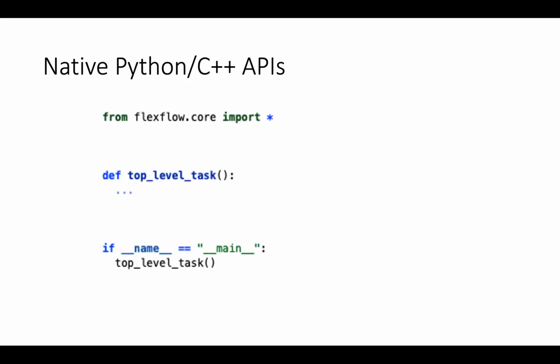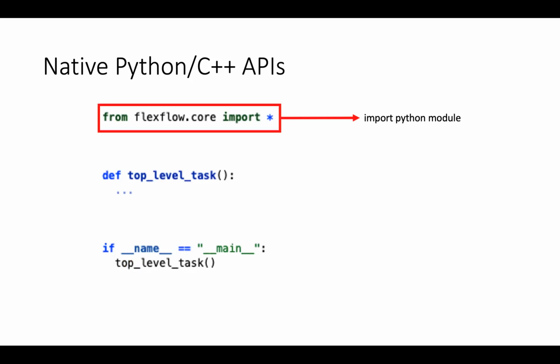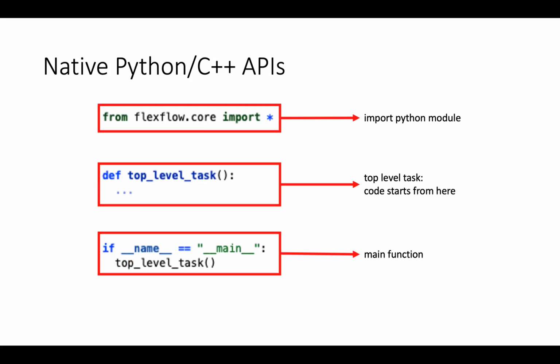Now, let's take a look at the native Python API. First, you will need to import this Python module, and the FlexFlow takes the programming model of Legion. So we take this notion of top-level task from Legion, which is where the user level code starts from.